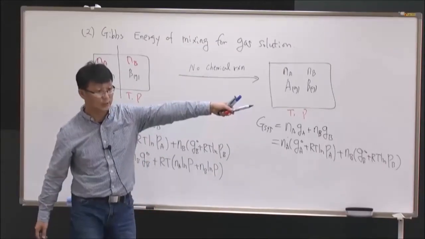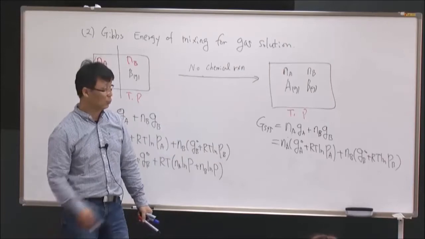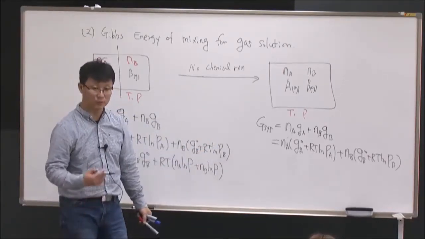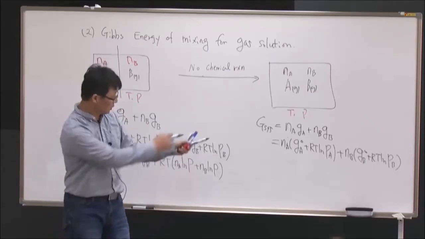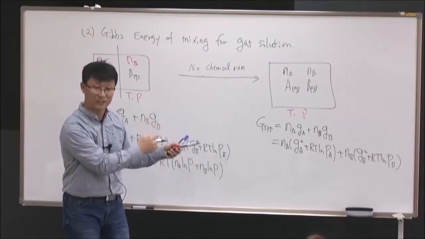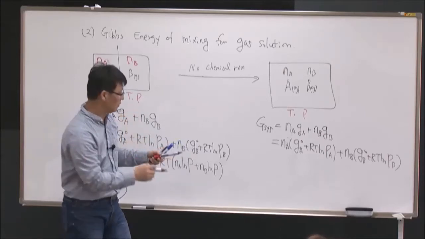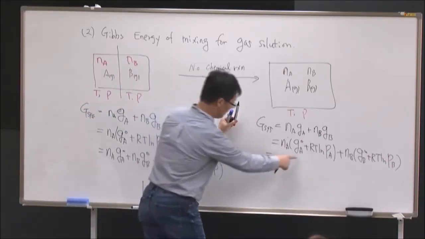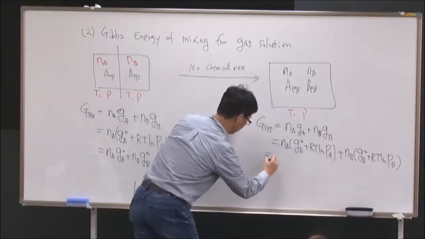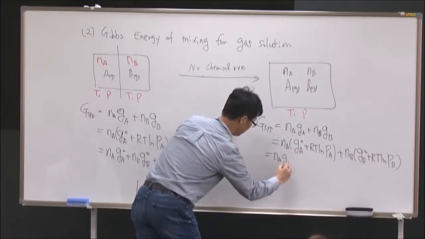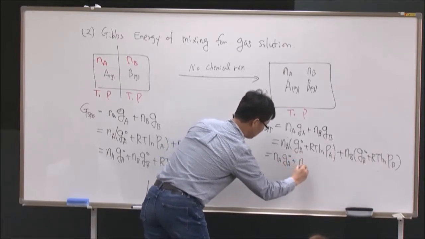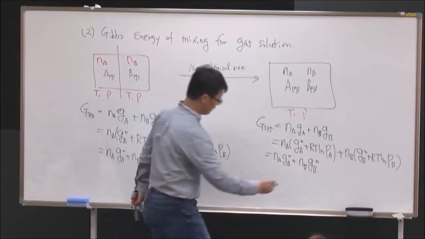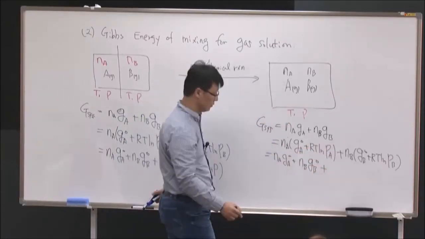So this is exactly the same equation we are using as one component, the pressure dependent Gibbs energy for the one component gas phase, and we can do that because this is ideal gas. Okay, that's the condition. And now I just take this pure Gibbs energy, so NA GA naught plus NB GB naught. Okay, that's good. And then let's take the second term.